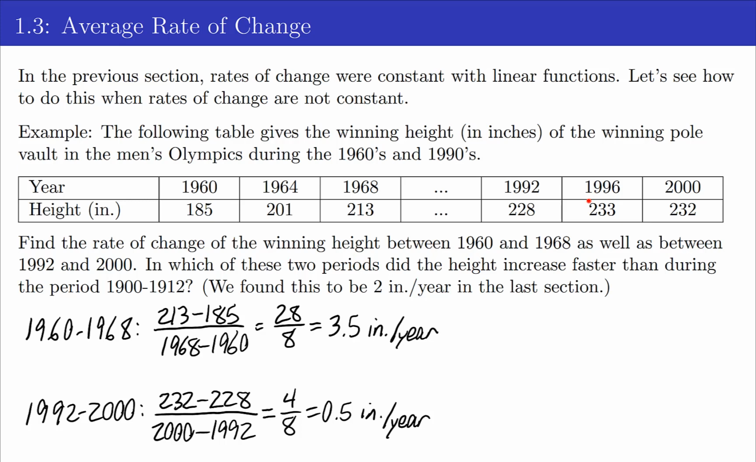Now, the second question was which one was better than during the period of 1900 to 1912? That was 2 inches per year in the last section. So in the 1960 to 1968 period, that was faster than 1900 through 1912.